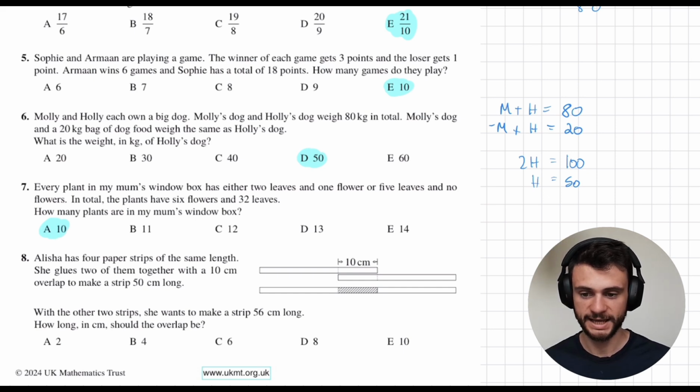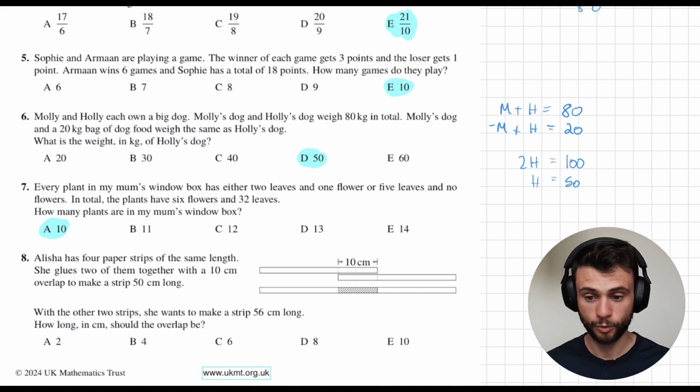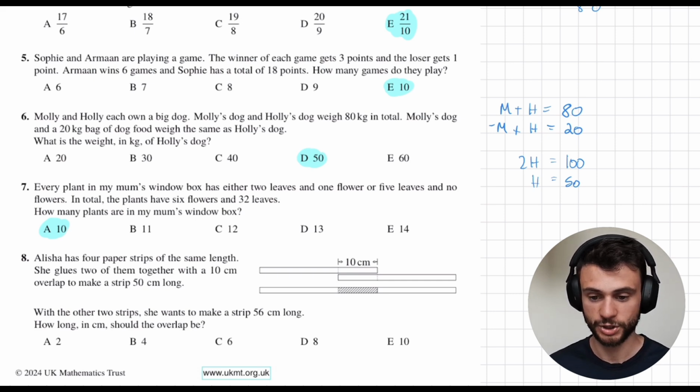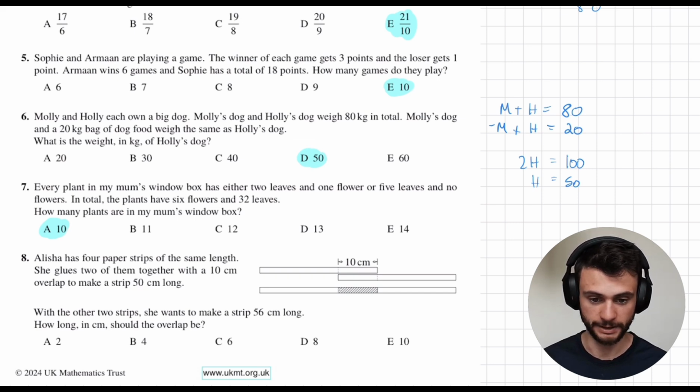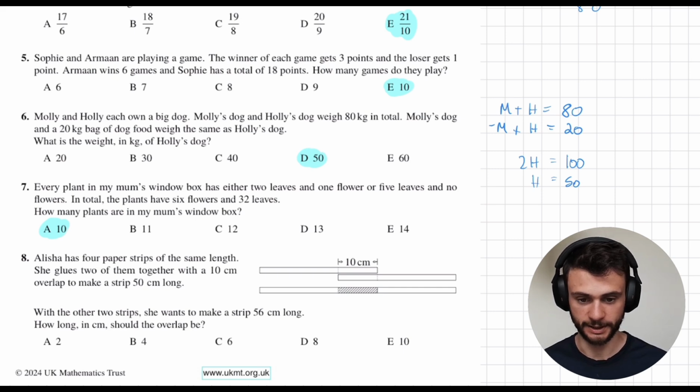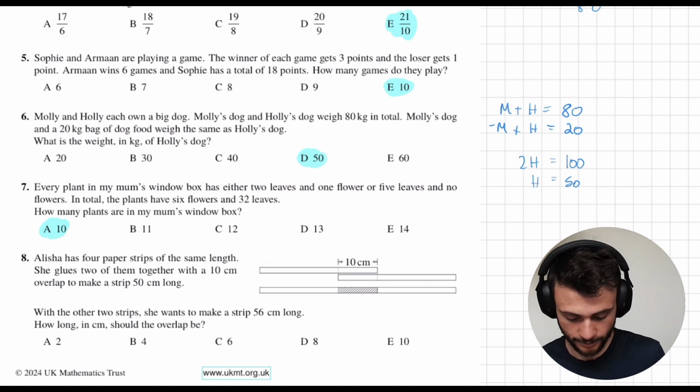Okay, looking at question 8. Alicia has 4 paper strips of the same length. She glues two of them together with a 10 centimeter overlap to make a strip 50 centimeters long. With the other two strips, she wants to make a strip 56 centimeters long. How long in centimeters should the overlap be? So we need to work out the length of each strip to start.